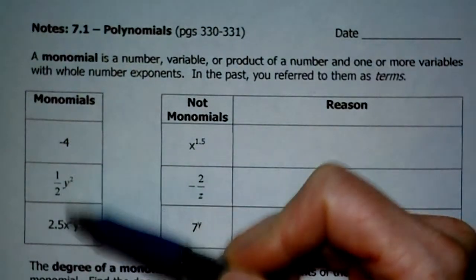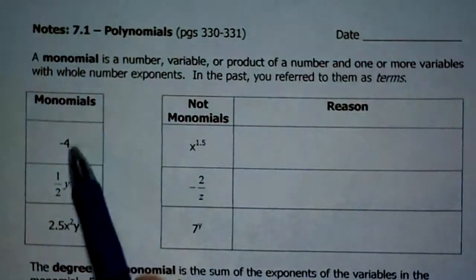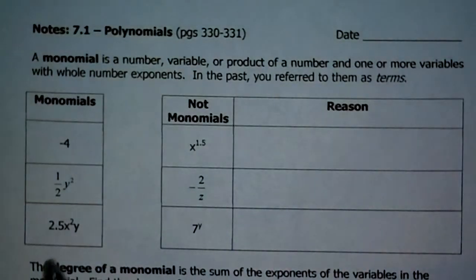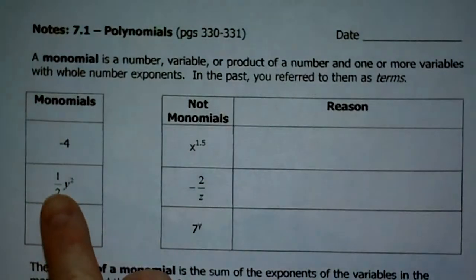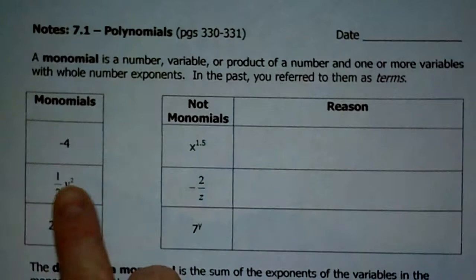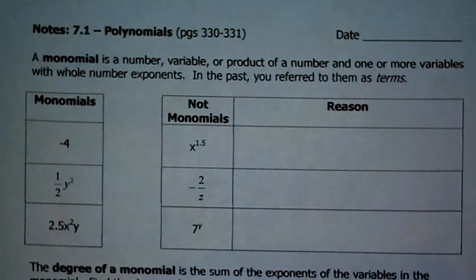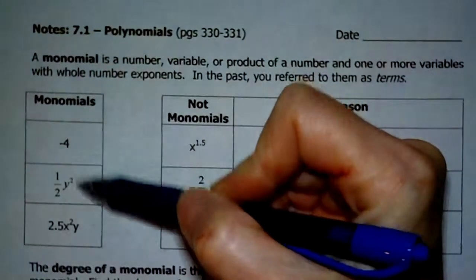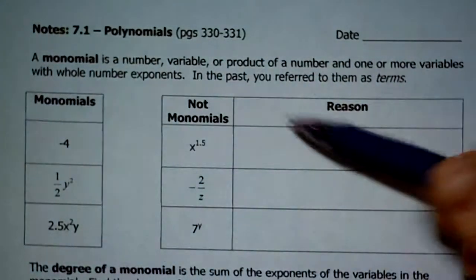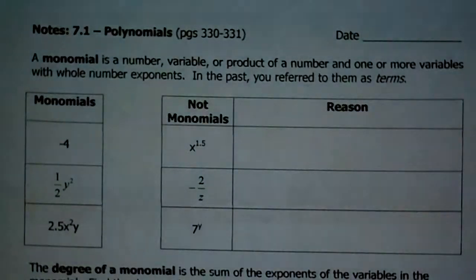Notice it's a single term. And we said that it's a number, a variable, or a product of a number and one or more variables. So here I know I have 1/2 and y squared, but they're not separated by an addition sign or anything. That's a product. They're being multiplied. And it says that we can only have whole number exponents. This 2.5 right here, that's a coefficient. It's not an exponent, so that's totally allowed. So these are all examples of monomials. Over here, I have examples of not monomials or counter examples.